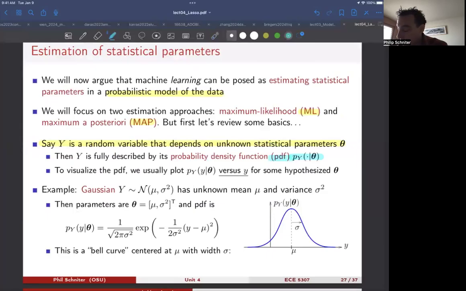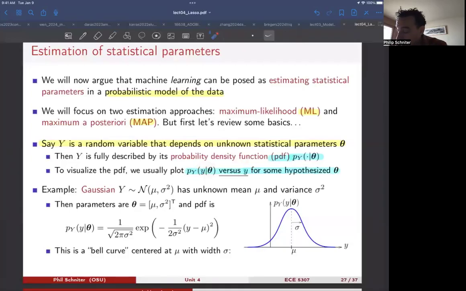And in terms of visualizing the PDFs or even writing down an equation, we often think of it as this function, the density of some particular y given some particular theta. We often think of that as a plot versus y, or a function versus y. And in doing so, we're implicitly saying for some hypothesized values of the parameter theta. So let me just give you a concrete example.